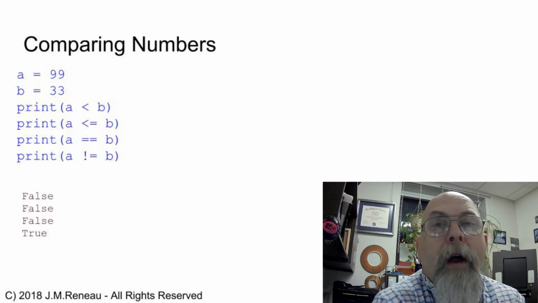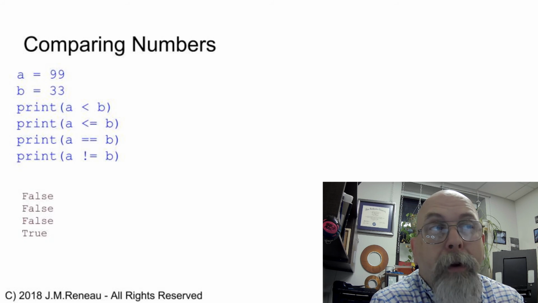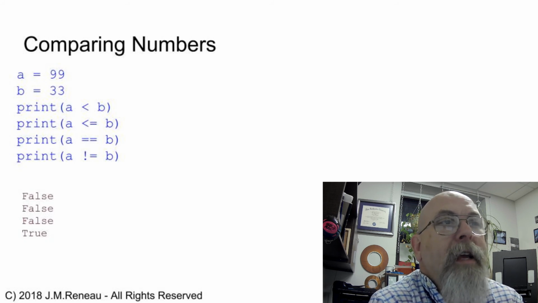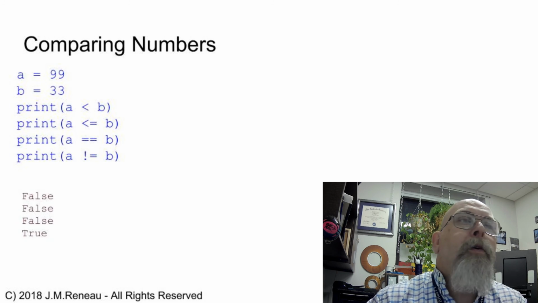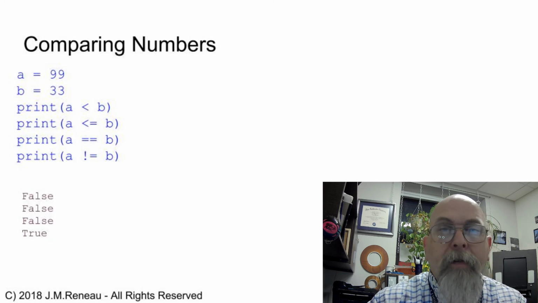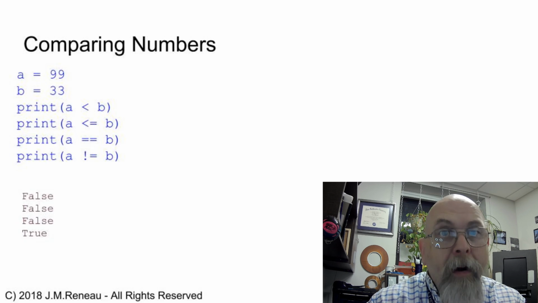In our sample program of comparing the numbers 33 and 99 stored in the variables b and a respectively, we can see that a is not less than b, that a is not less than or equal to b, that a is not equal to b, and that a is not equal to b. And you can see the results of false, false, false, true as we compare the two numbers. You can compare integers and floating points successfully. It doesn't have to be the exact same type. They just have to have the same numeric value.